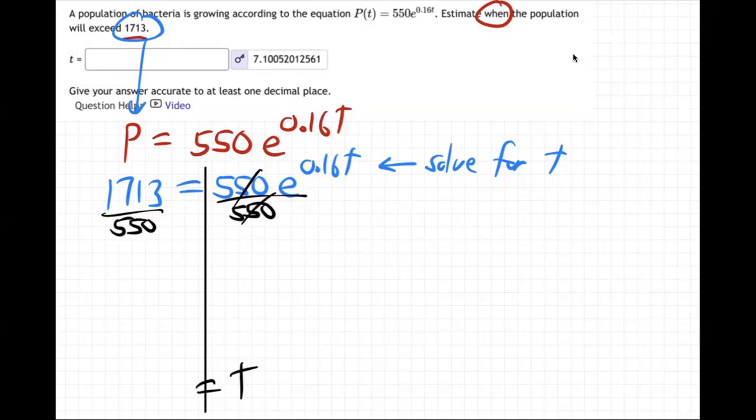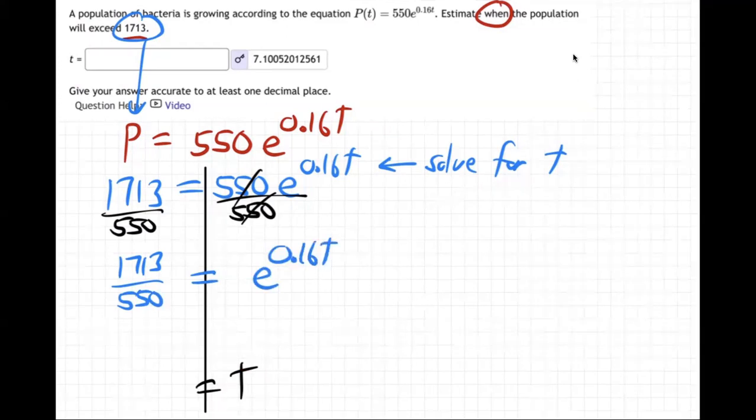Boom, boom. And I'm just going to leave that left side 1713 over 550, rather than some decimal. I don't want any decimals. I'll just leave it like that for now. Okay, so get that. Now, how do I get rid of that e? What am I going to do?